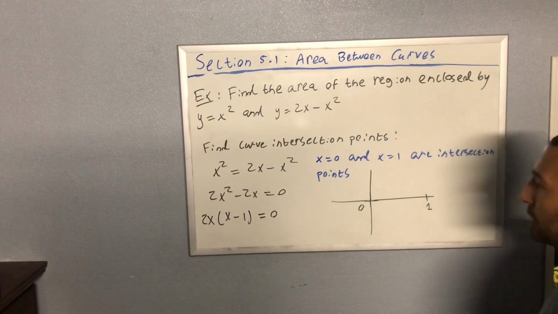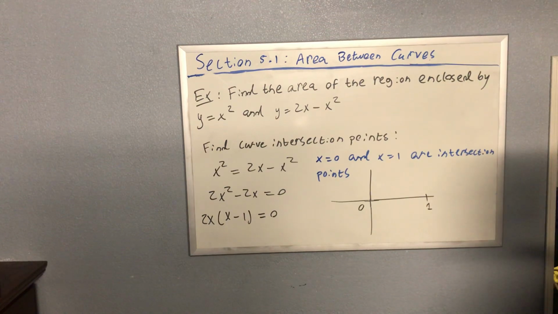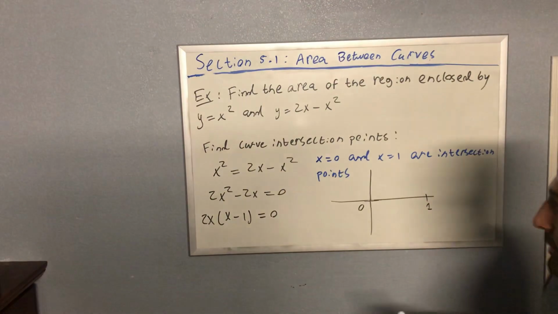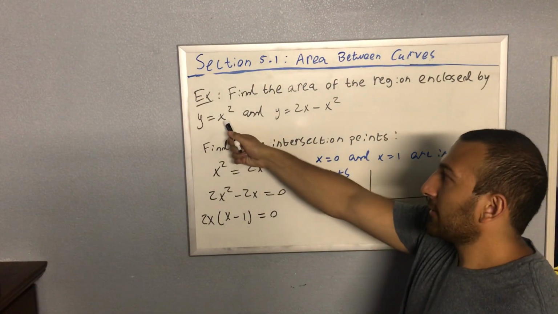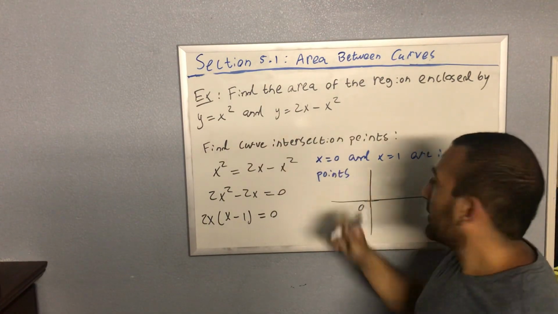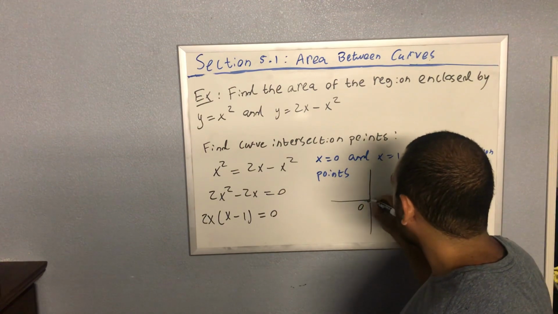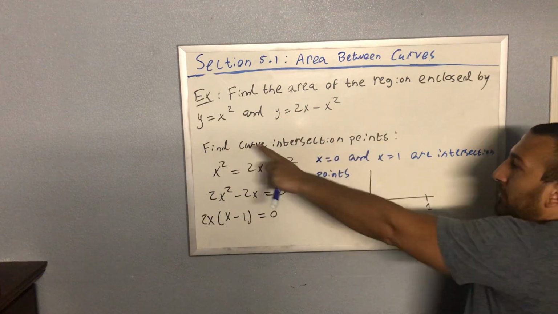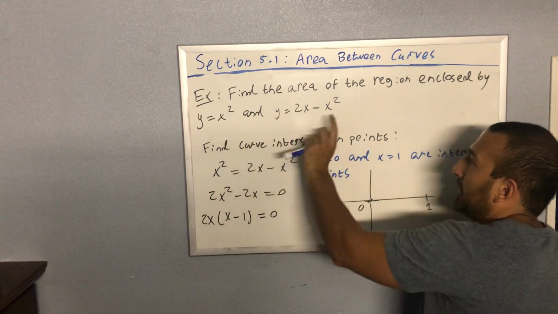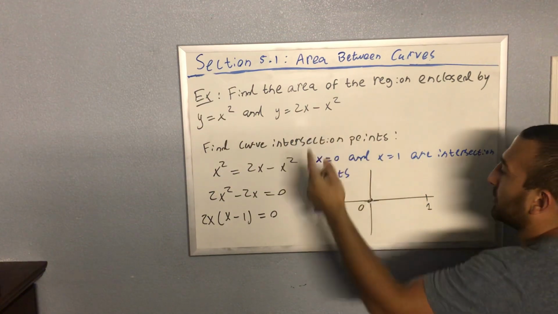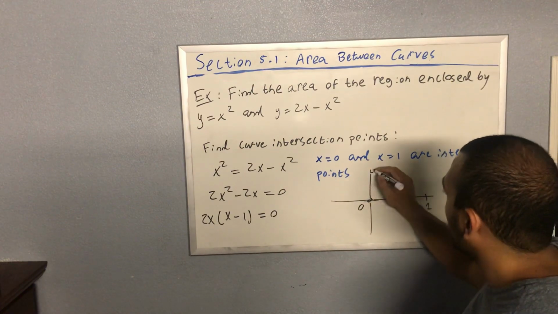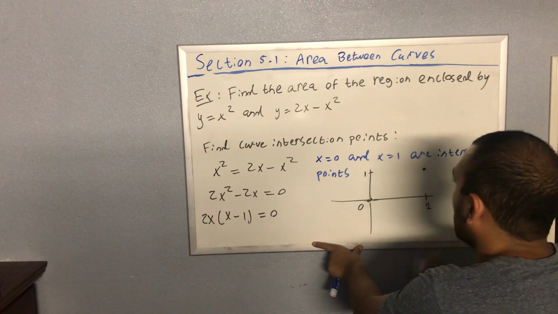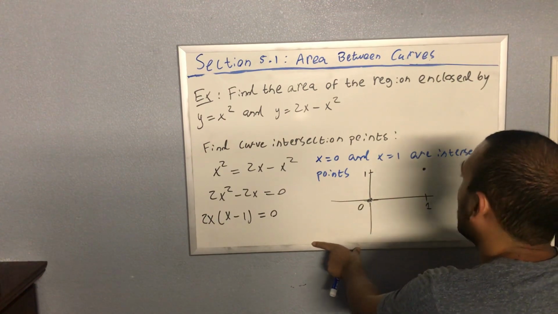Okay, so we know that if we stick 0 and 1 into these functions, we should get the same output. If you stick 0 into here, you get 0. You stick 0 into here, you get 0. So at the origin, both functions assume value 0. And then same thing for 1. If you stick 1 into here, you get 1. If you stick 1 into here, you get 2 minus 1, which is also 1. So the two curves have the same value at these points.